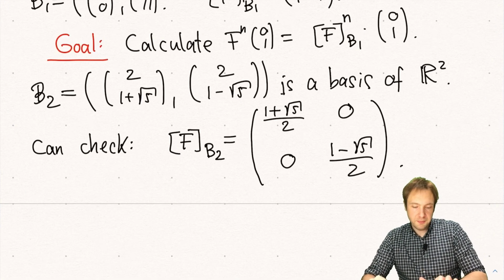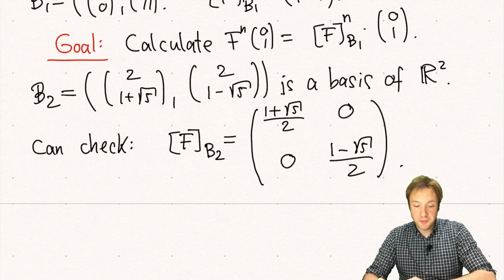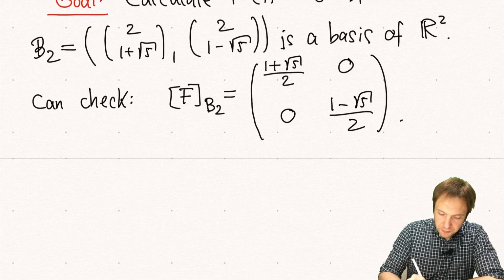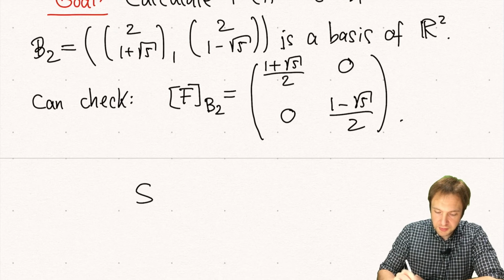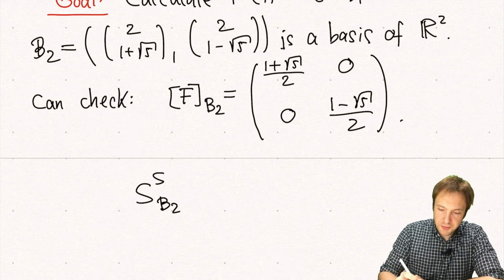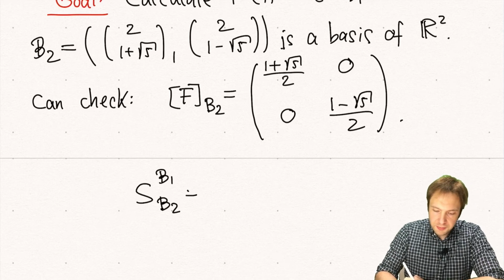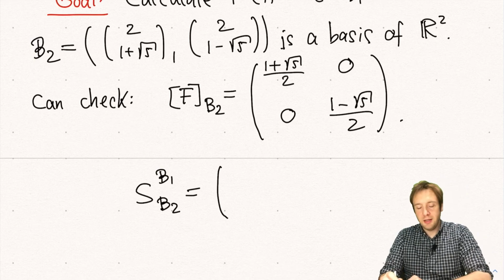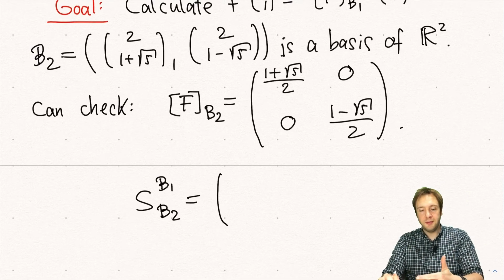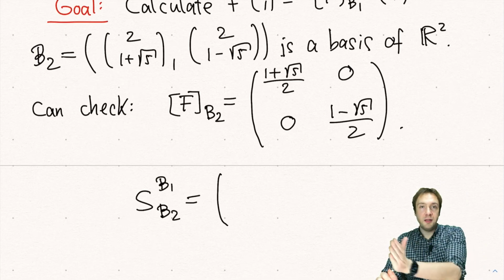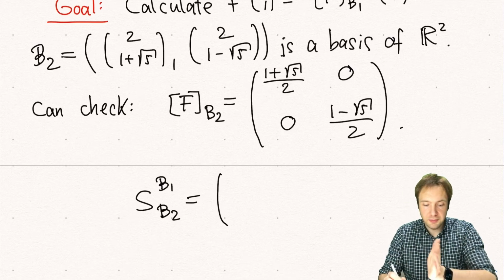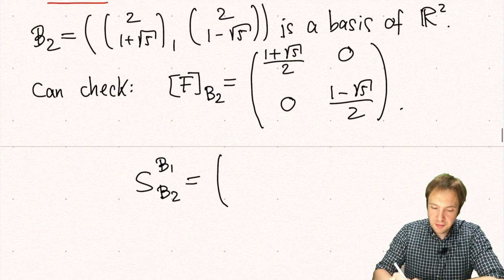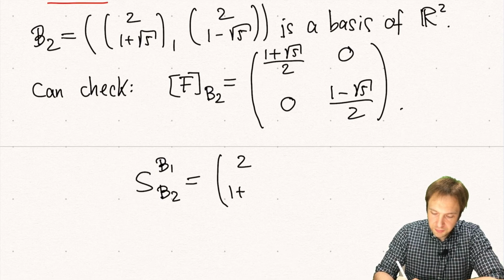So indeed this matrix is a diagonal matrix, and you can also check, or this you can see directly by definition actually, that the change of basis matrix from B2 to B1, well, every time I change a basis from one basis to the standard basis, the only thing I need to write down is I just write the basis elements in the columns. So here I just write this.